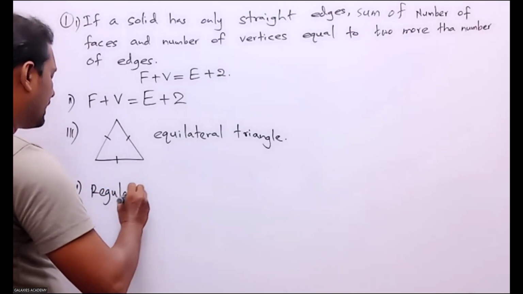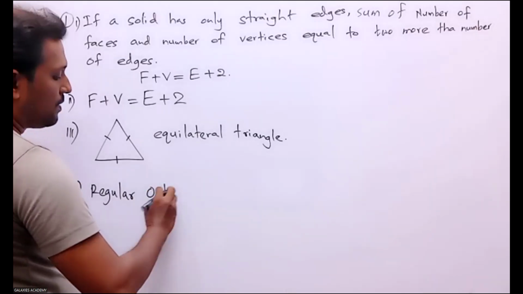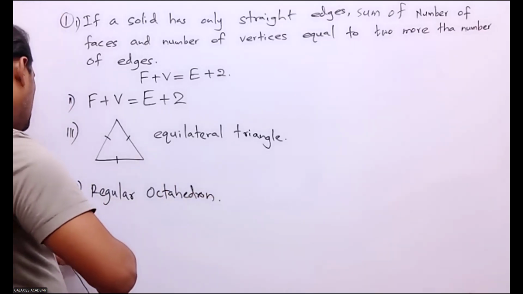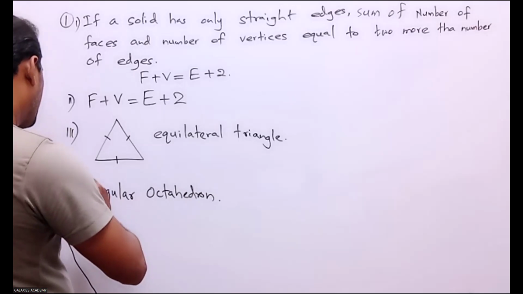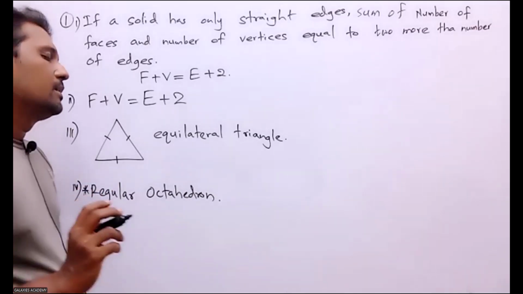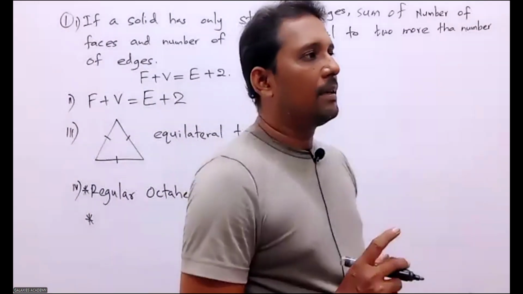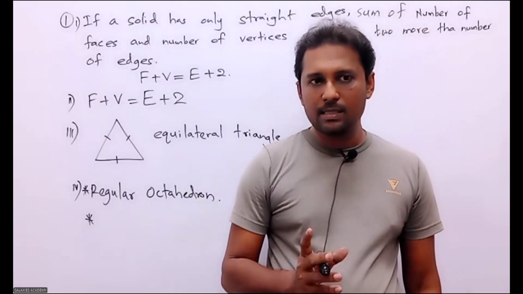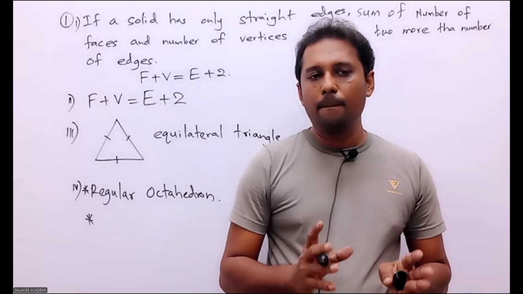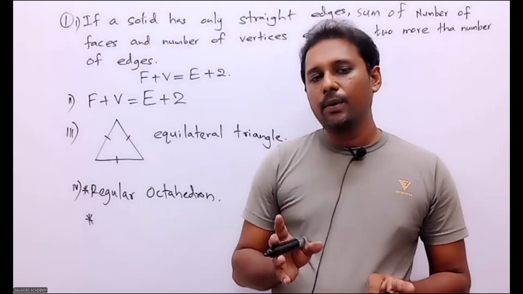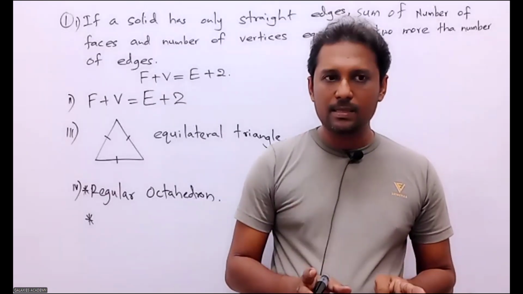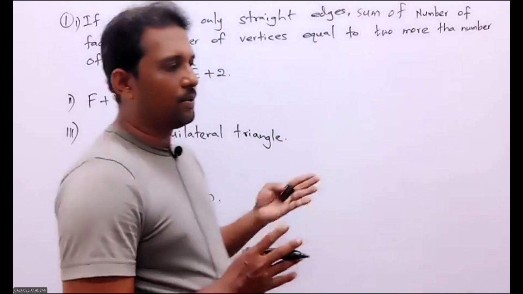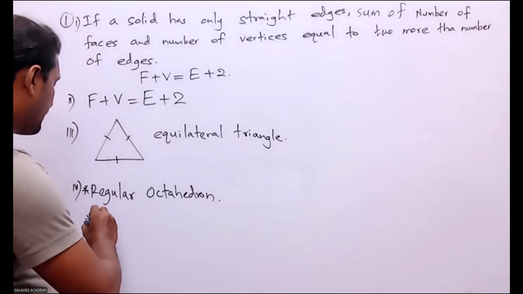The one name, regular octahedron, and another name you have to write. Also, we discussed regular dodecahedron and regular icosahedron. Regular dodecahedron has 12 faces. All faces are pentagonal shape. Regular icosahedron has 20 faces. They are equilateral triangular faces. So, what is the next solid you can write?